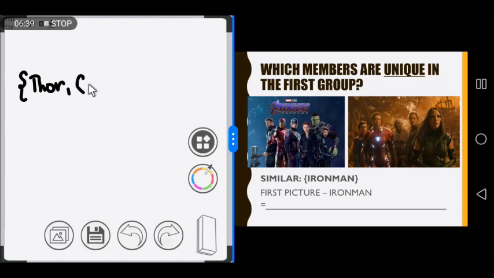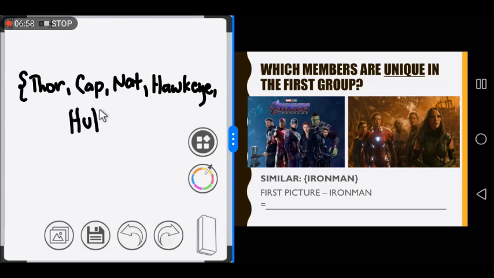Captain America, Cap na lang ilalagay ko. Si Black Widow, Nat na lang ang ilalagay ko. Si Hawkeye, at saka si Hulk. Ayan, si Hulk. Ayan. So, wala na po si Iron Man. This is for the first set.